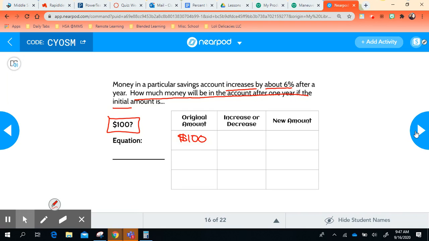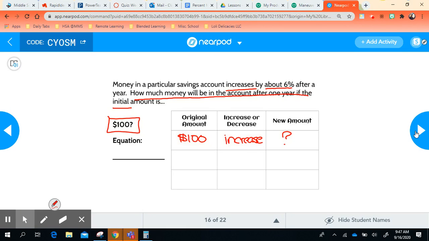Is it an increase problem or a decrease problem? It's an increase problem. Perfect. Do we know what our new amount is? No, we have no idea. So I'm just going to put a question mark right here. I'm going to move through this one kind of slow, for me and for you. Make sure you're writing it down.